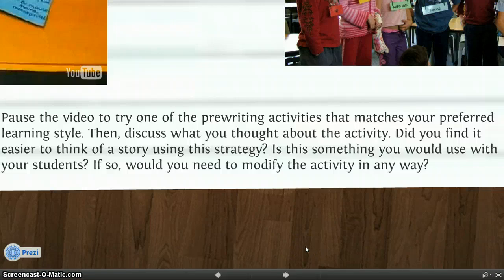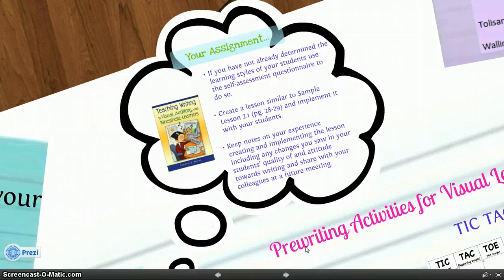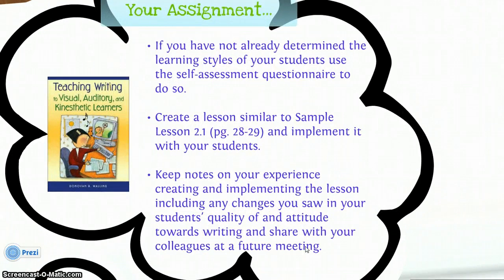Now that we've completed this workshop, I'm going to give you an assignment. I'd like you to read Teaching Writing to Visual, Auditory, and Kinesthetic Learners by Donovan R. And then, if you have not already determined the learning styles of your students, use the self-assessment questionnaire in the book to do so. Then, create a lesson similar to Sample Lesson 2.1 on page 28 to 29 and implement it with your students. Keep notes on your experience creating and implementing the lesson, including any changes you saw in your students' quality of and attitude towards writing, and share with your colleagues at a future meeting.